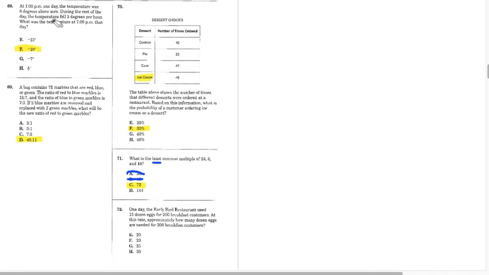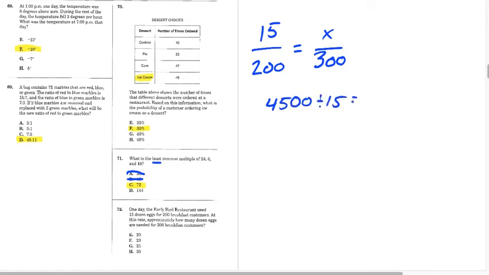75. We've got a proportion here. 15 dozen eggs feeds 200 people. They want to know how many dozen eggs for 300 people. So we're going to have 300 times 15, which is going to be 4,500. We're going to divide that by 200, and that is going to give us an answer of 22.5, which is not there. They say approximately. I don't know why they do this. They could have just given us a number that worked out perfectly, but 22.5 is approximately 23.